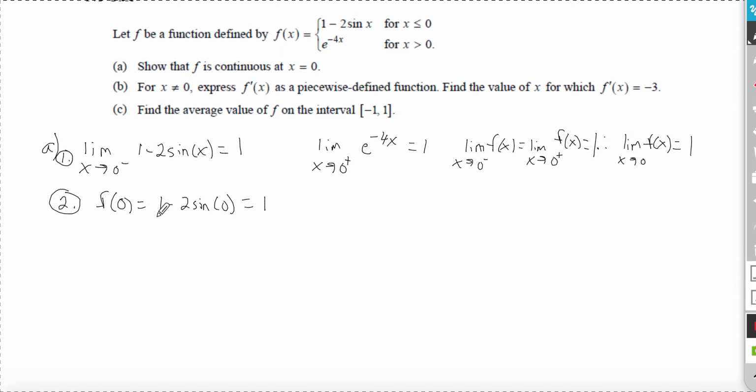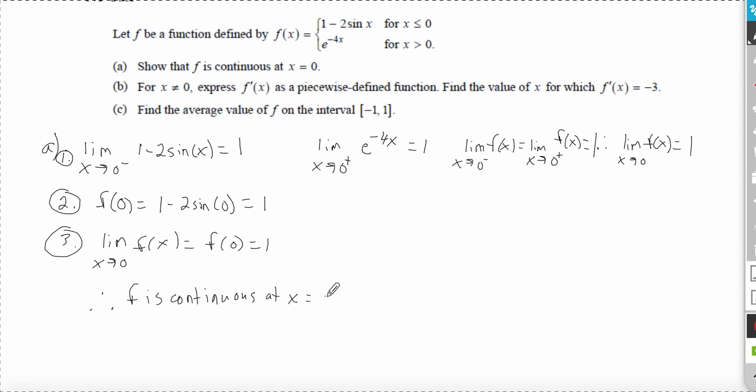So we know the limit exists, the point exists, and in step 3, we need to state that the limit as x approaches 0 of f of x equals f of 0, which is 1. And we can say, therefore, f is continuous at x equals 0. There we go.